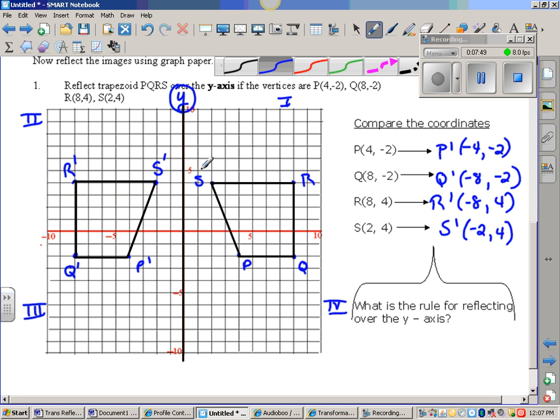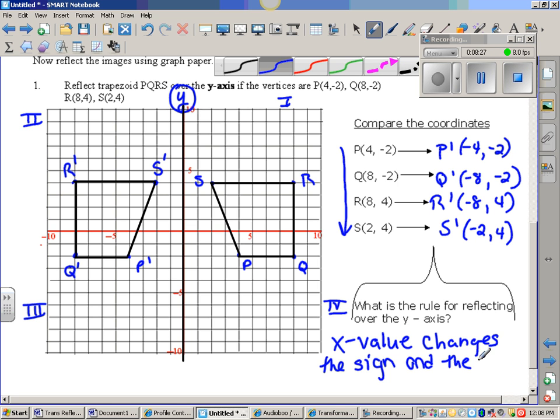Now, counting is fine, but there's also a rule you have to know. If you're comparing your coordinates, notice that P is 4, -2, and P prime is -4, -2. When you look down and compare your results, hopefully you see something that stayed the same and something that changed. What happens is that the X value changes sign. And the Y value stays the same.